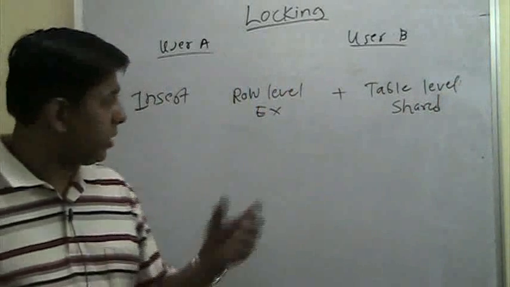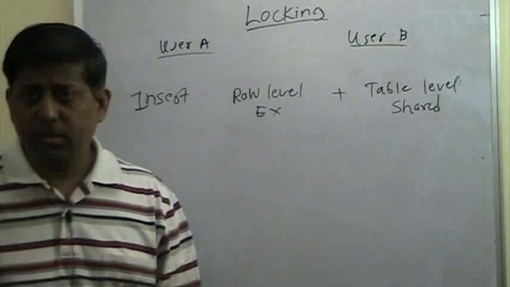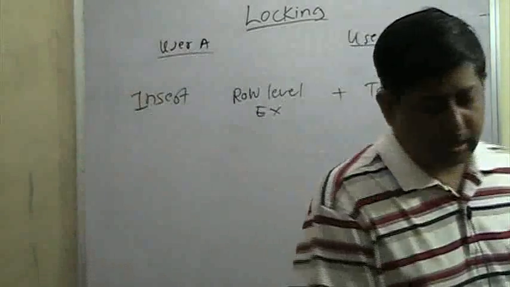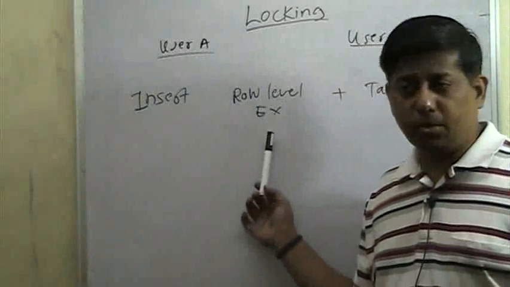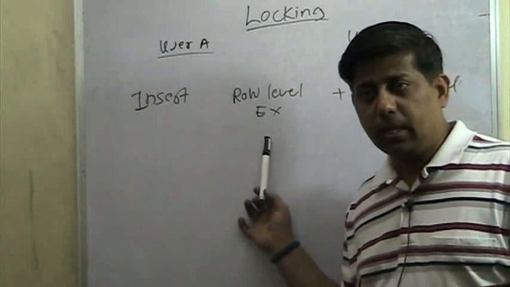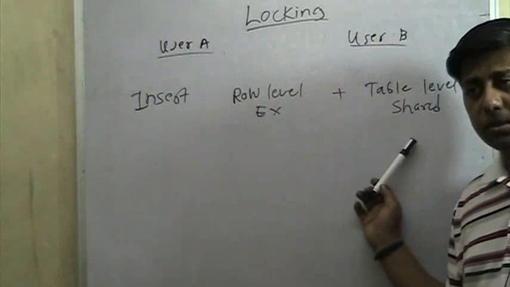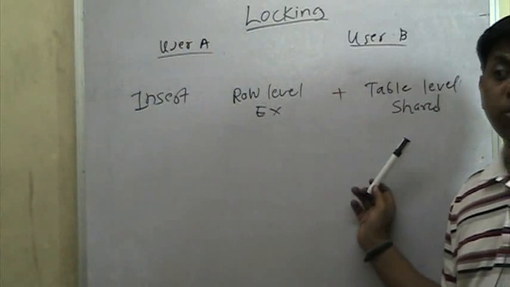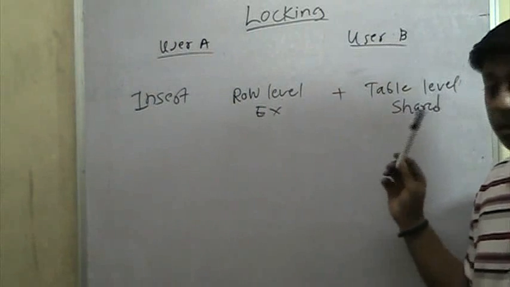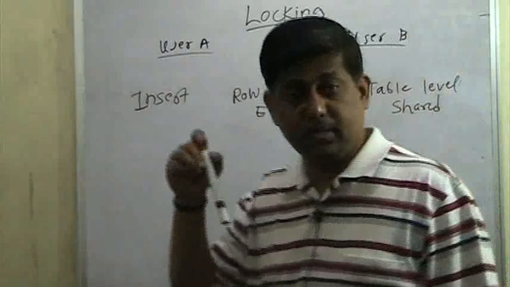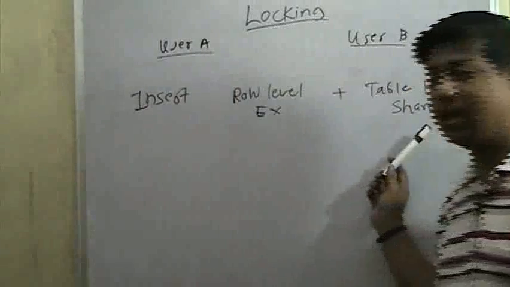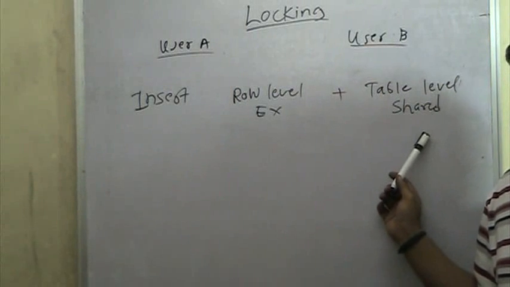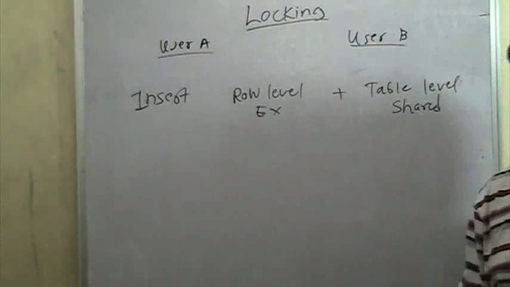Which means what? I may not be able to do anything with that table, but I am also working with, let me repeat that. I'm doing something with that row, so nobody should mess around with that row. But I am also working on that table, obviously, and therefore nobody should mess around with that table also. That means altering the table. Even though altering a table will not modify any data, altering should not happen, and that's why the table level lock is also required. So this is what happens when we do an insert.